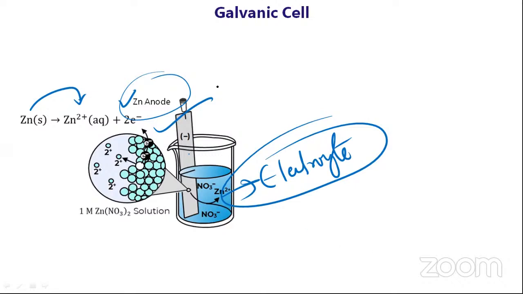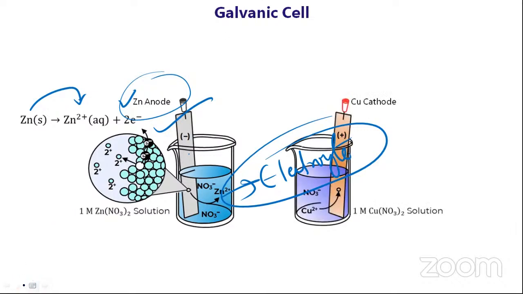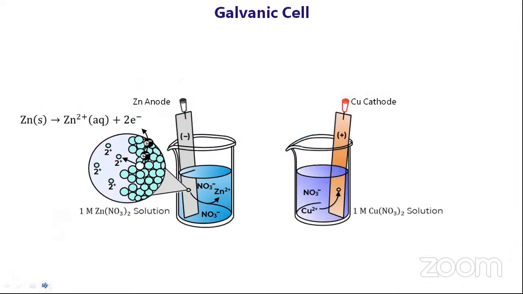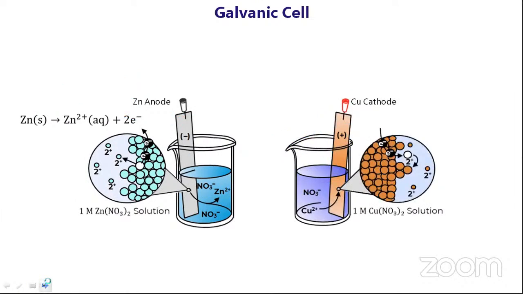I have explained this earlier, but I am trying to explain again. Now you are going to see the cathode part. What will the cathode take? It will consume the electrons. Cathode, it will consume the electrons.